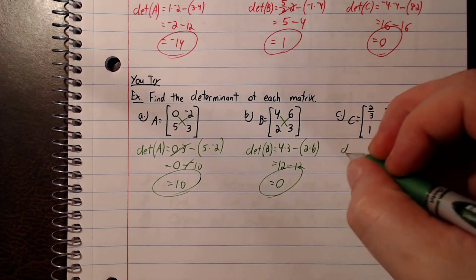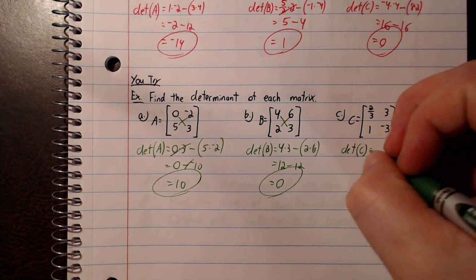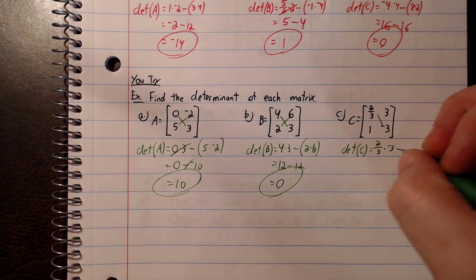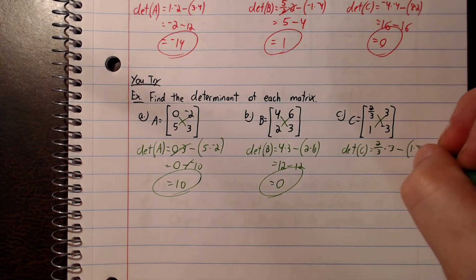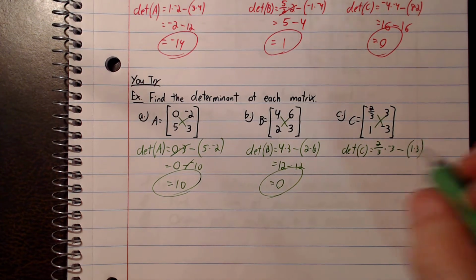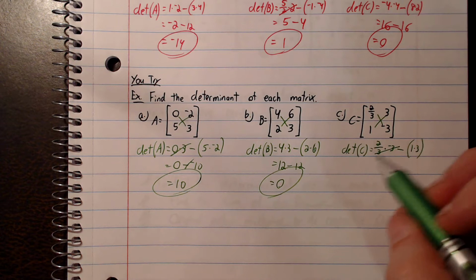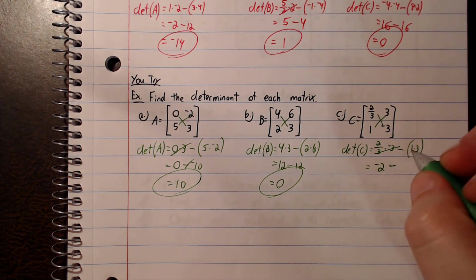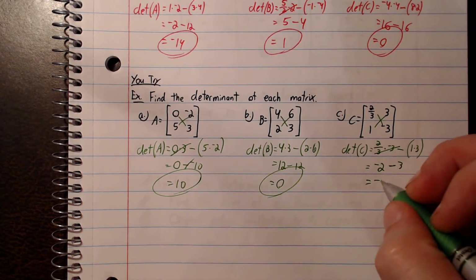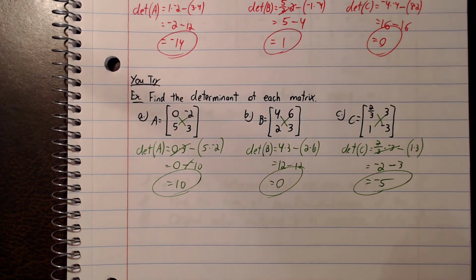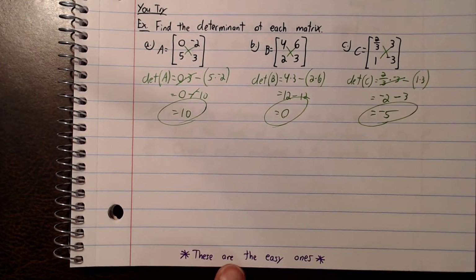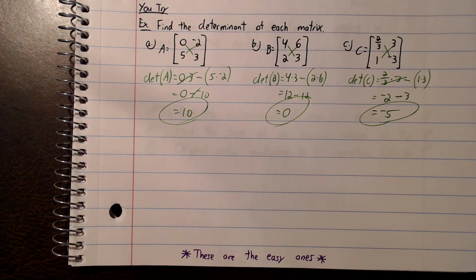And our last one, we have 2/3 times negative 3 minus 1 times 3, sorry. Multiply those, eliminate, and we're left with negative 2 minus 3 is negative 5. Okay, those are determinants. And those are the easy ones, right? Those are 2 by 2s.